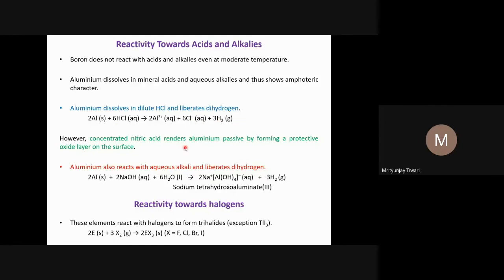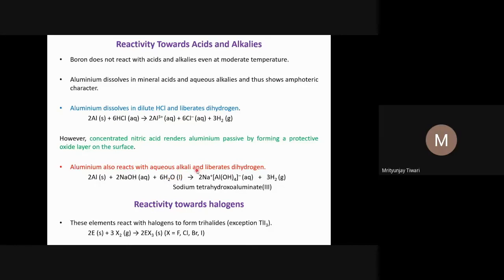However, what we see, concentrated nitric acid, though aluminium provides hydrogen with the HCl, but in the case of concentrated nitric acid, it renders aluminium passive by forming a protective layer of oxide on the surface. So with the nitric acid, aluminium reacts and a protective layer is formed, and thus further reaction stops.